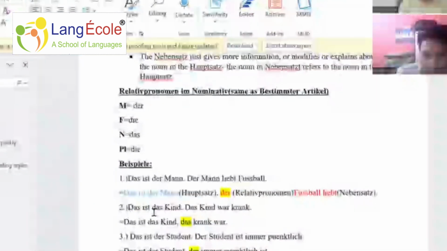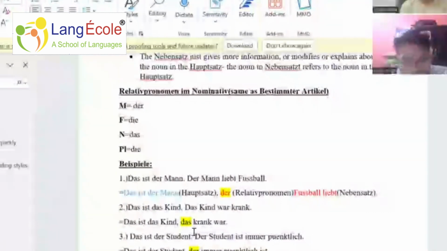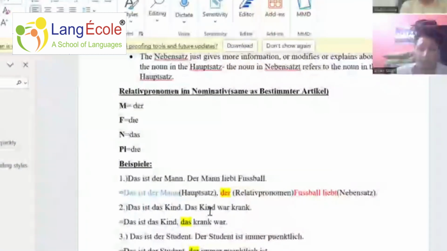Now, das ist das Kind, das Kind war krank. This is the child, the child was sick. Now, das Kind is our common noun. So, das Kind, das krank war. Why das? Because das Kind is neutral. So if it is neutral, then das. Das ist das Kind, das krank war. This is the child who was sick.